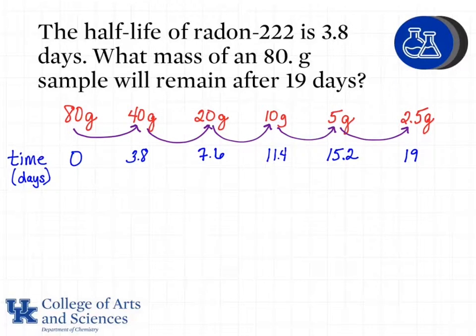Each arrow drawn here in purple represents a half-life, so we can see that we have 5 half-lives for the sample to go from 80 to 2.5 grams. Because each half-life is 3.8 days, this is a total of 19 days.